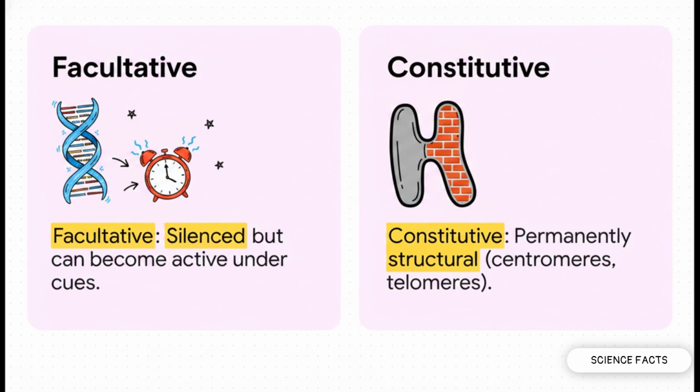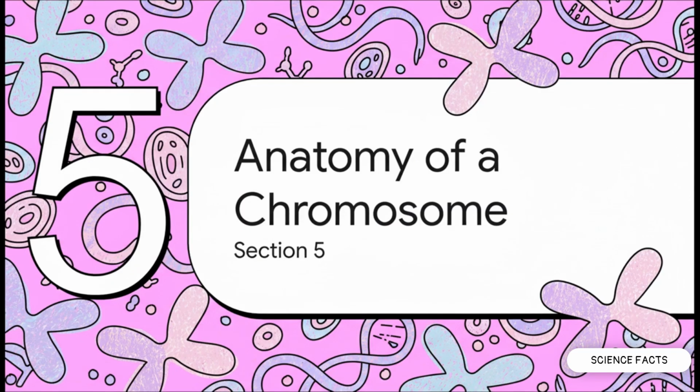Within that locked heterochromatin, there are 2 distinct functional types you need to know. Facultative heterochromatin acts flexibly. These are genes that happen to be silenced right now, maybe through mechanisms like histone deacetylation, but under the right developmental or environmental cues, they can lose their condensed structure, wake up, and become fully active again. Constitutive heterochromatin, however, is rigid. It's permanently condensed because its role is purely structural. It forms the essential load-bearing parts of the chromosome like the centromeres in the middle and the telomeres at the very ends.